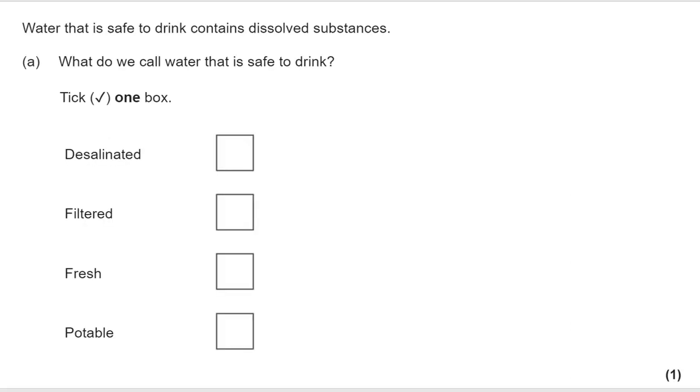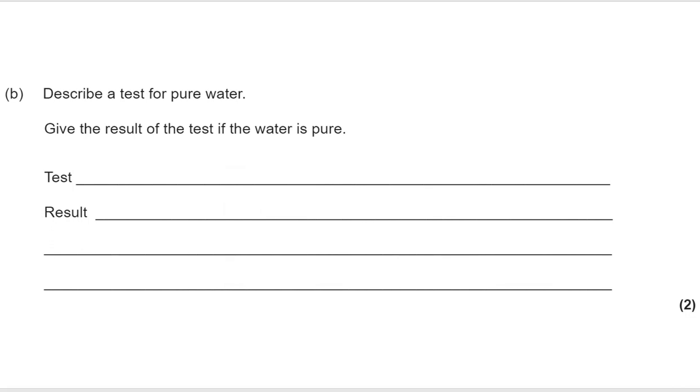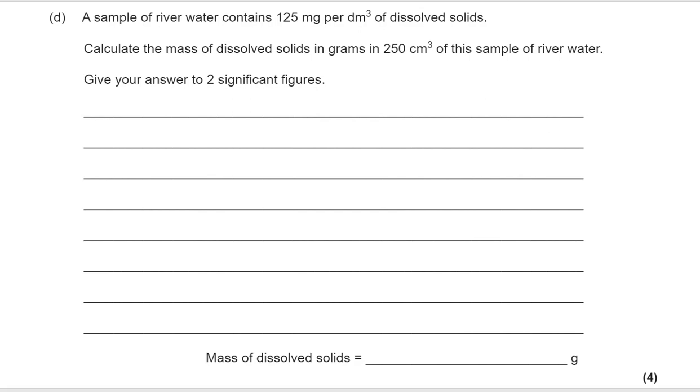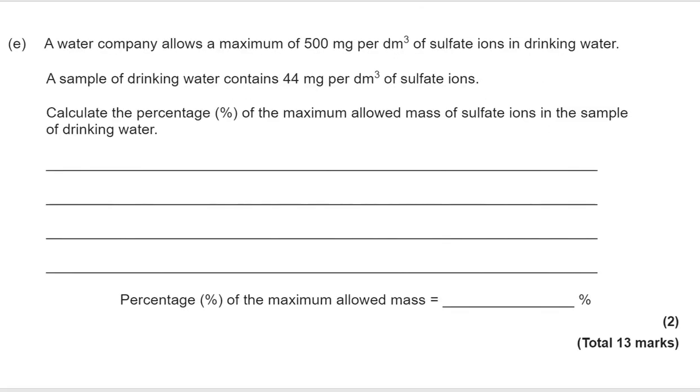Starting off with part A, part B, part C, part D, and finally part E, a 13-mark question in total.